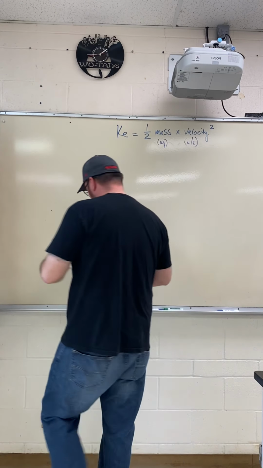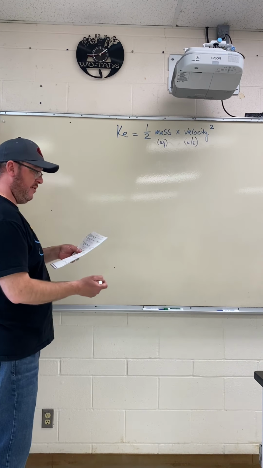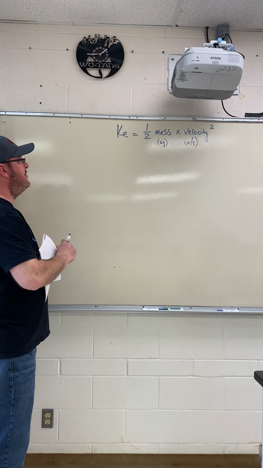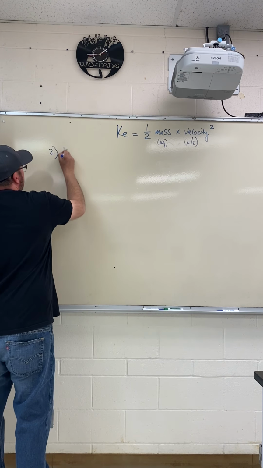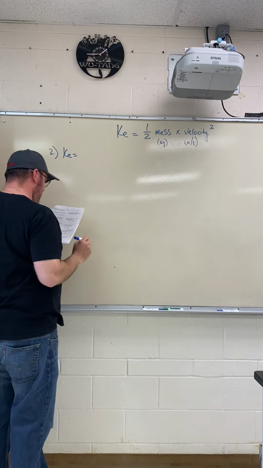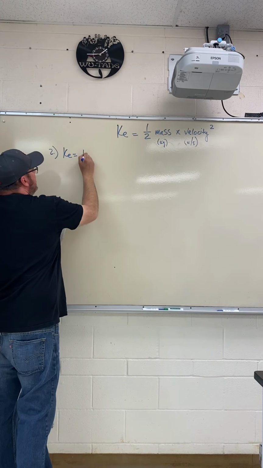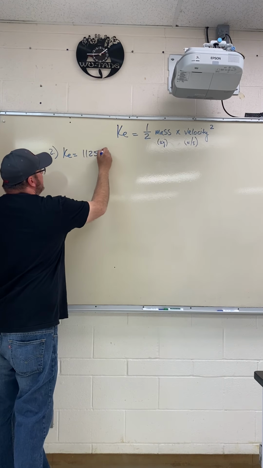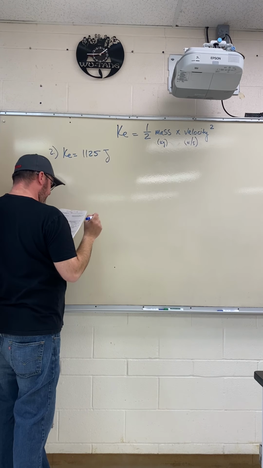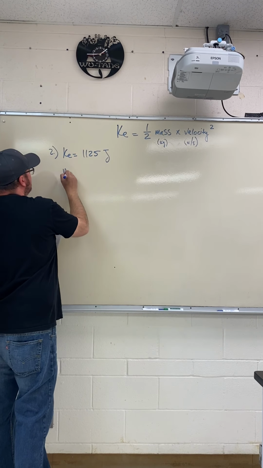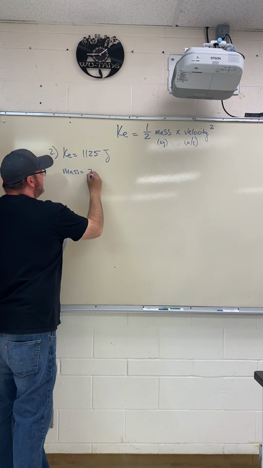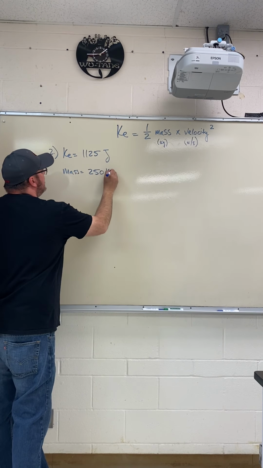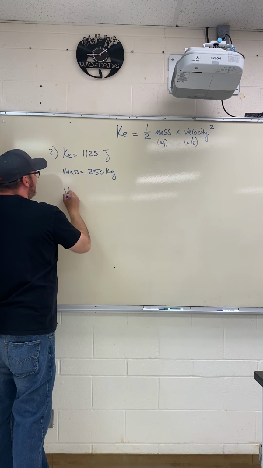Okay, so next, we need to solve for velocity. So we knew mass for the last problem, but now we need to know how fast an object's going. So I've got my kinetic energy, and it is 1,125 joules. My mass is equal to 250 kilograms. But my velocity is my unknown.